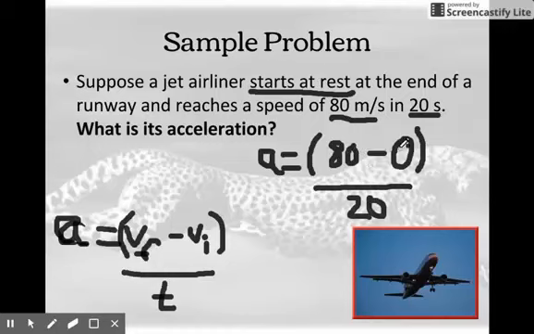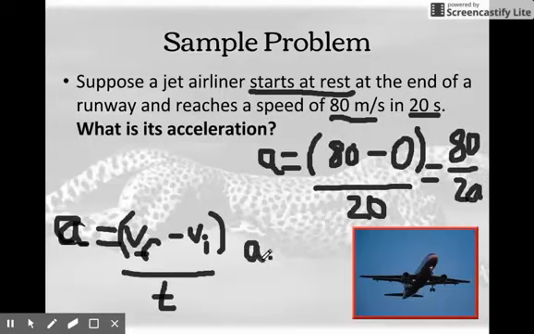So 80 minus 0 stays 80 on top, divided by 20 to get my answer. So my acceleration is going to equal 4 meters per second squared.